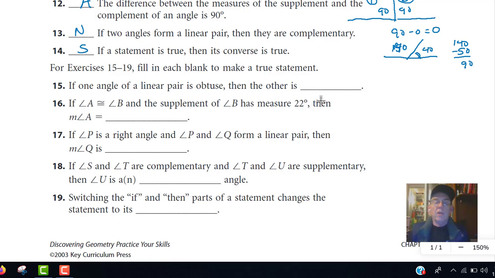Let's look at number 15. If one angle of a linear pair is obtuse, which means bigger than 90, less than 180, since you have to get to 180, the other one has to be an acute angle.